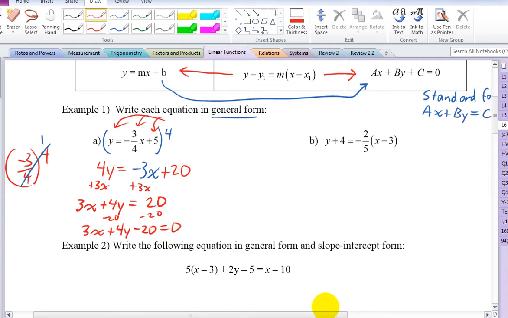So let's check our requirements. Are there any fractions? No. Is x negative? No. So this is general form. Okay?